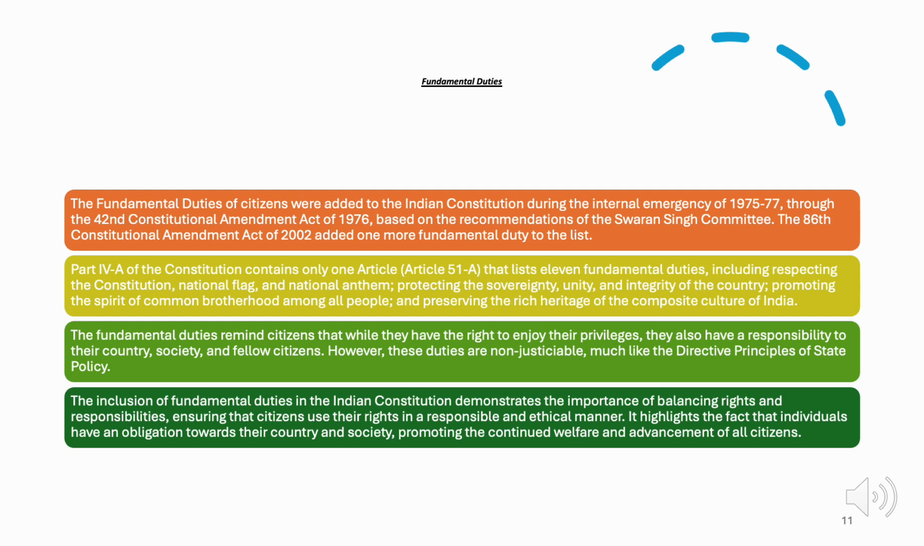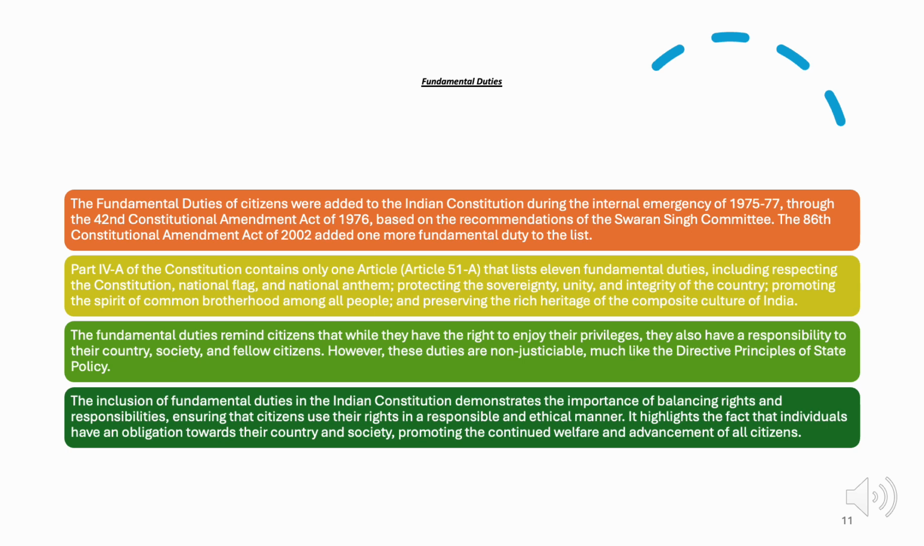Part 4A of the Constitution contains only one article, Article 51A, that lists 11 fundamental duties, including respecting the Constitution, national flag, and national anthem, protecting the sovereignty, unity, and integrity of the country, promoting the spirit of common brotherhood among all people, and preserving the rich heritage of the composite culture of India.